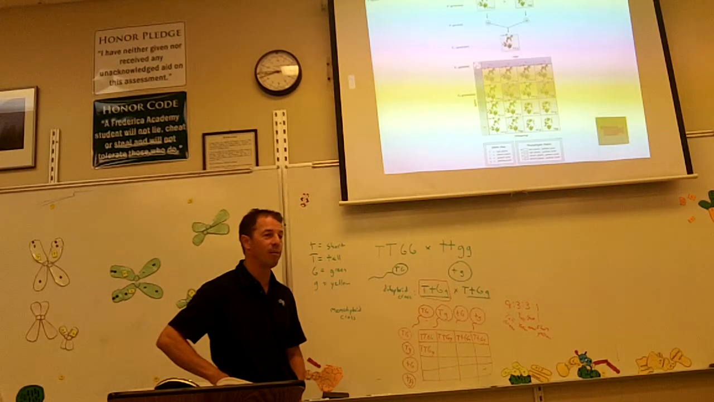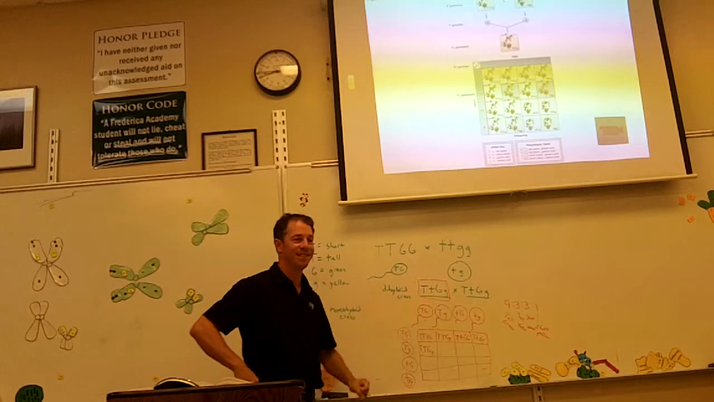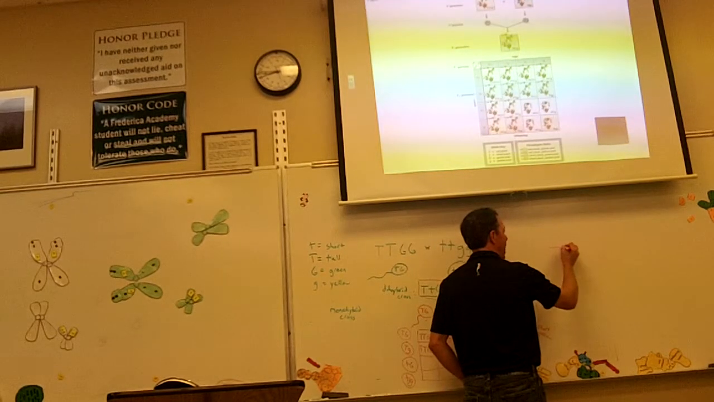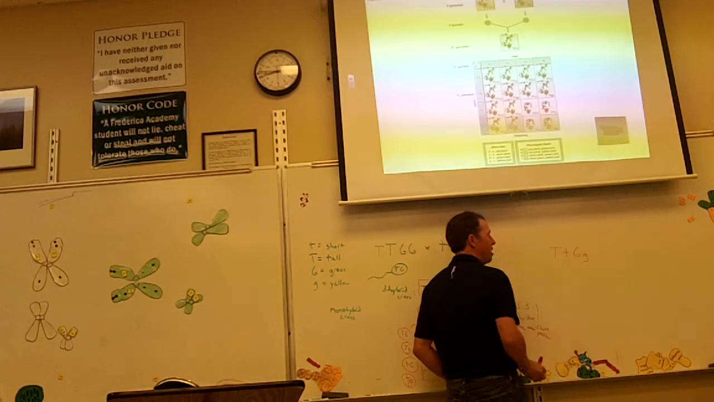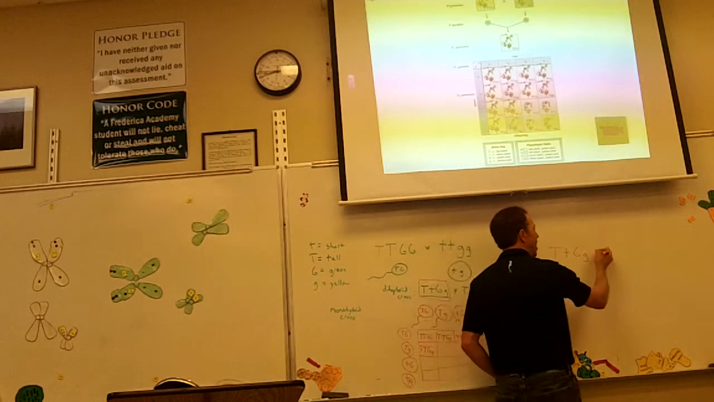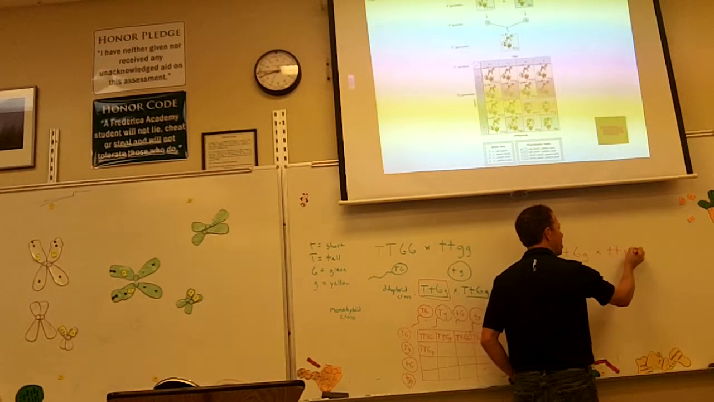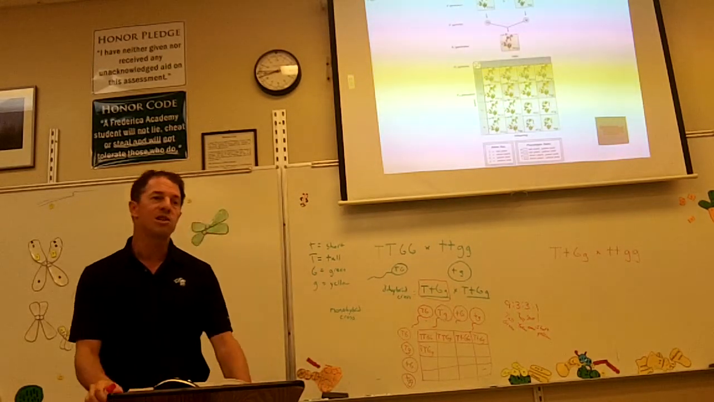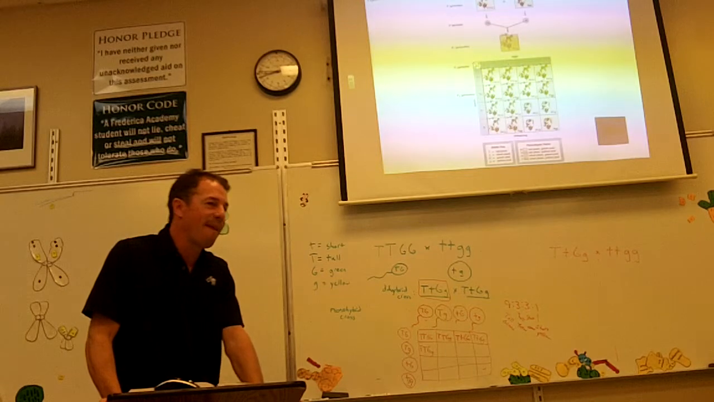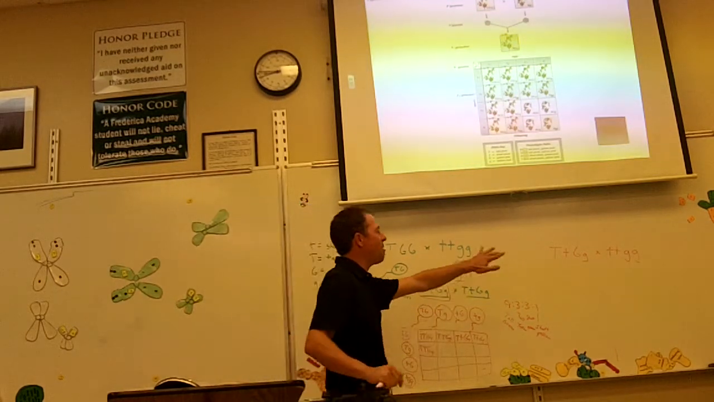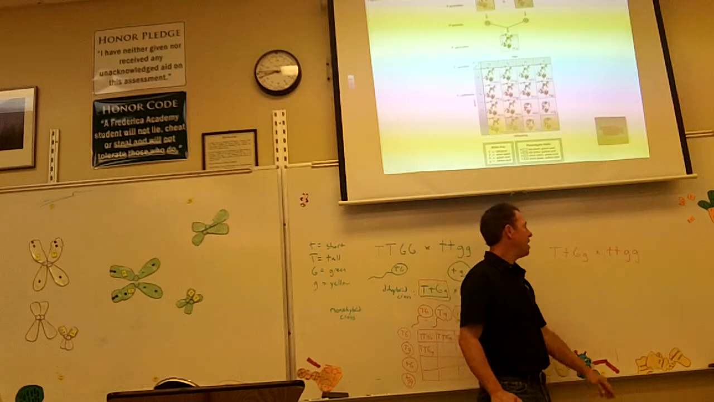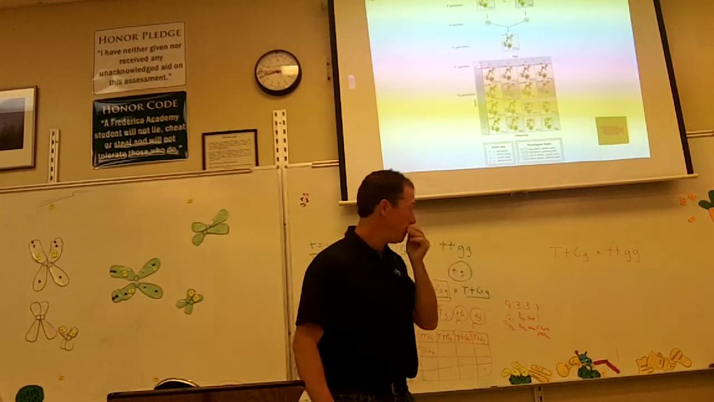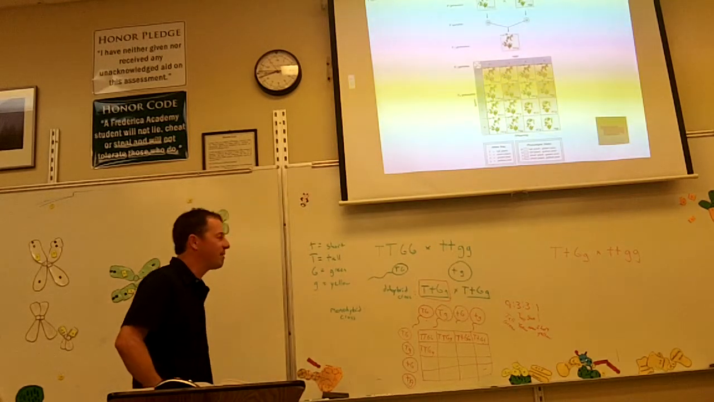So let me give you a problem that's not like this. What if I take a big T, big G, little g, and I cross it with the little t, little g, little g? What's going to be the ratio of the kids? So I'm taking a heterozygote tall green, and I'm crossing it with a short yellow. Will it be a 50-50? You have to do a Punnett square to see.